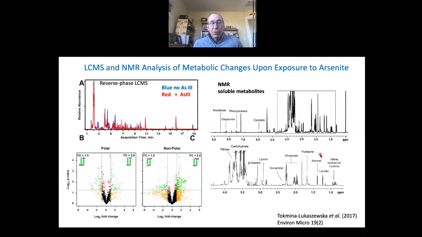And so this is just showing you some of the data and some of the plots we make. For example, these volcano plots, which allow us to show what species are upregulated or downregulated under different conditions and relate that to their fold change and the p-value or significance of that change.